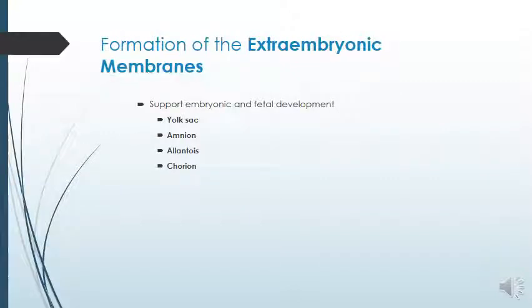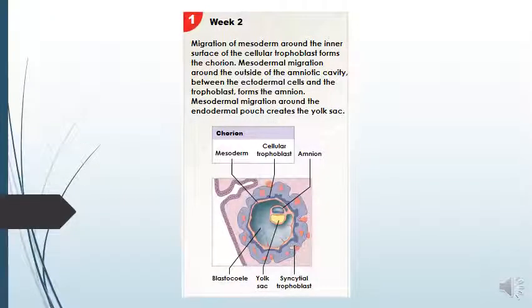We now look at the formation of the extra embryonic membranes. Their function is to support embryonic and fetal development, and they consist of the yolk sac, the amnion, the allantois, and the chorion. The slide is showing the migration of the mesoderm around the inner surface of the cellular trophoblast to form the chorion. You can see the yolk sac, you can see the mesoderm and the blastocele, you can see the amnion, and you can see the syncytial trophoblast.